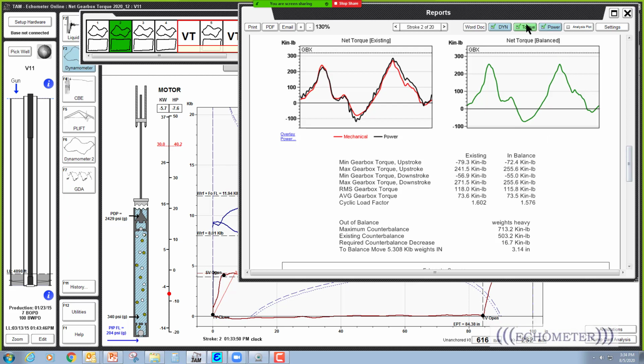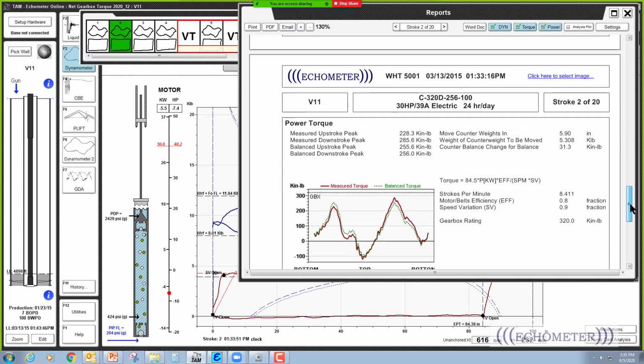If we go back to the report here, at the top it says torque and it says power. And so if we've got both of these checked and we've selected show the net torque and show the power, this says move the weights in based on this difference in peak torque: higher peak torque on the downstroke, less peak torque on the upstroke. So we're rod heavy, the weights are too far out, we need to move them in 3.14 inches. And that's what this is telling us. And it's going to change the counterbalance moment by 16,700.